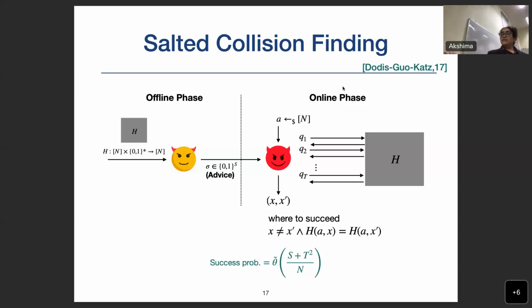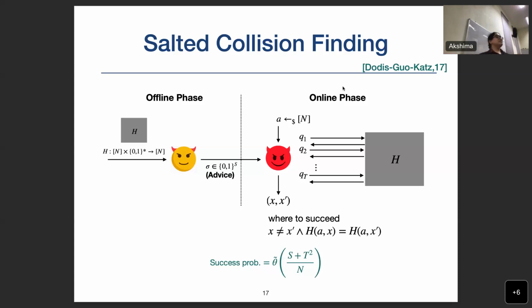So they showed that this is the advantage. If you compare this to what we had when there was no pre-computation, then the advantage was T squared over N. So compared to that, you are not losing that much. Even with pre-computation, especially if your S is smaller than T squared, pre-computation should not really help. And so this is for a hash function. Now this becomes the optimal security.